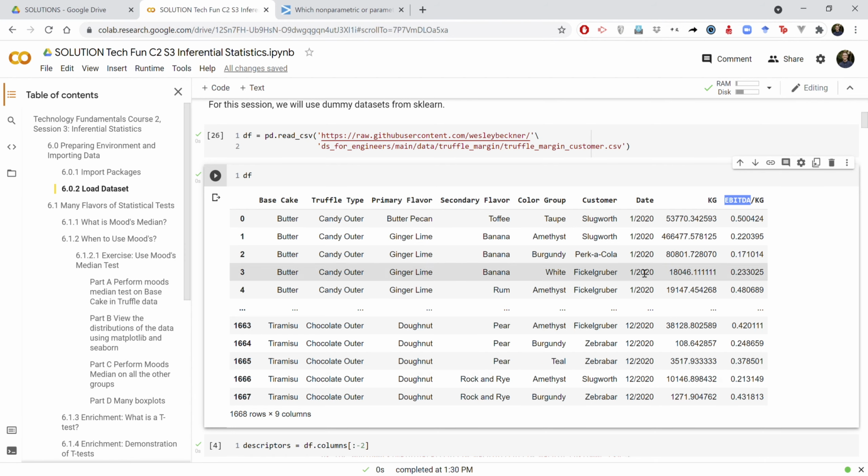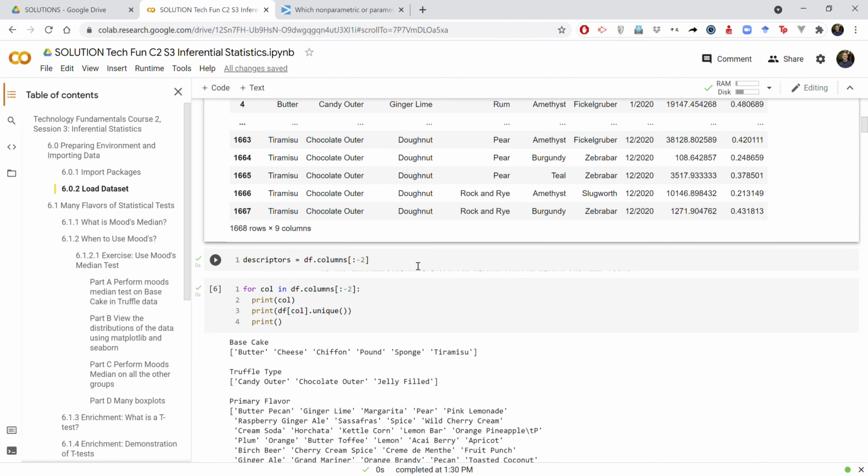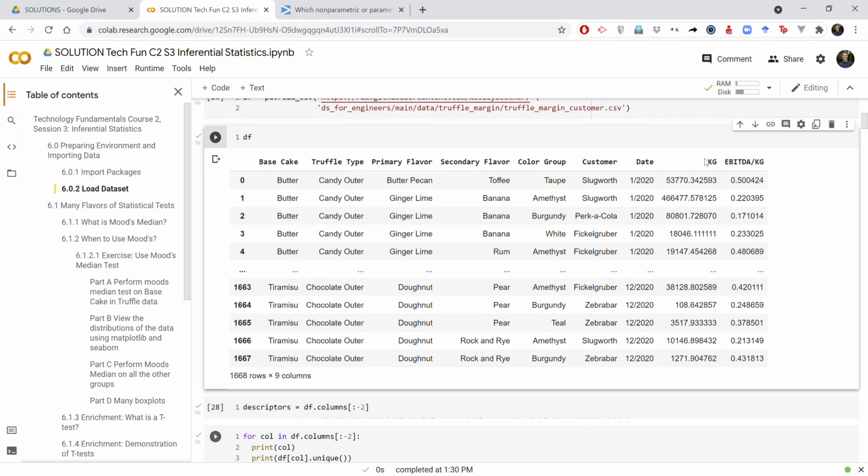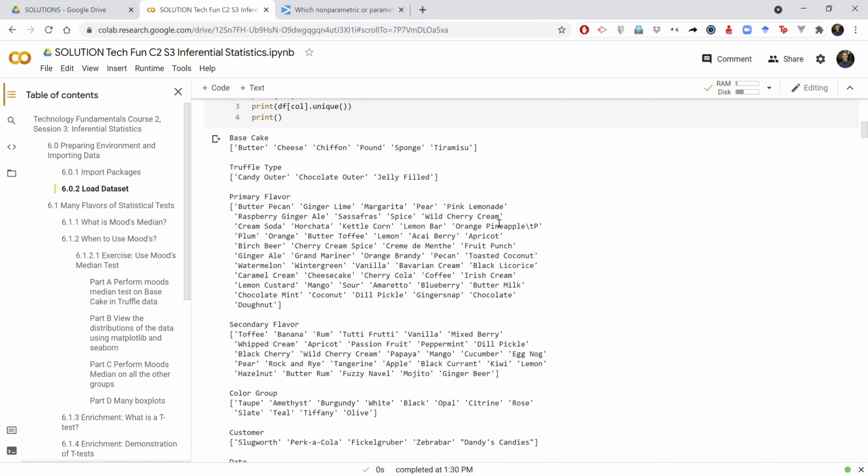We have a date column, a customer column. We are shipping truffles to another distributor who will actually distribute the truffles. And then these categorical columns. Let's look at what those are. All of our descriptors will be everything except the last two columns. So everything but kilograms and EBITDA per kilogram.